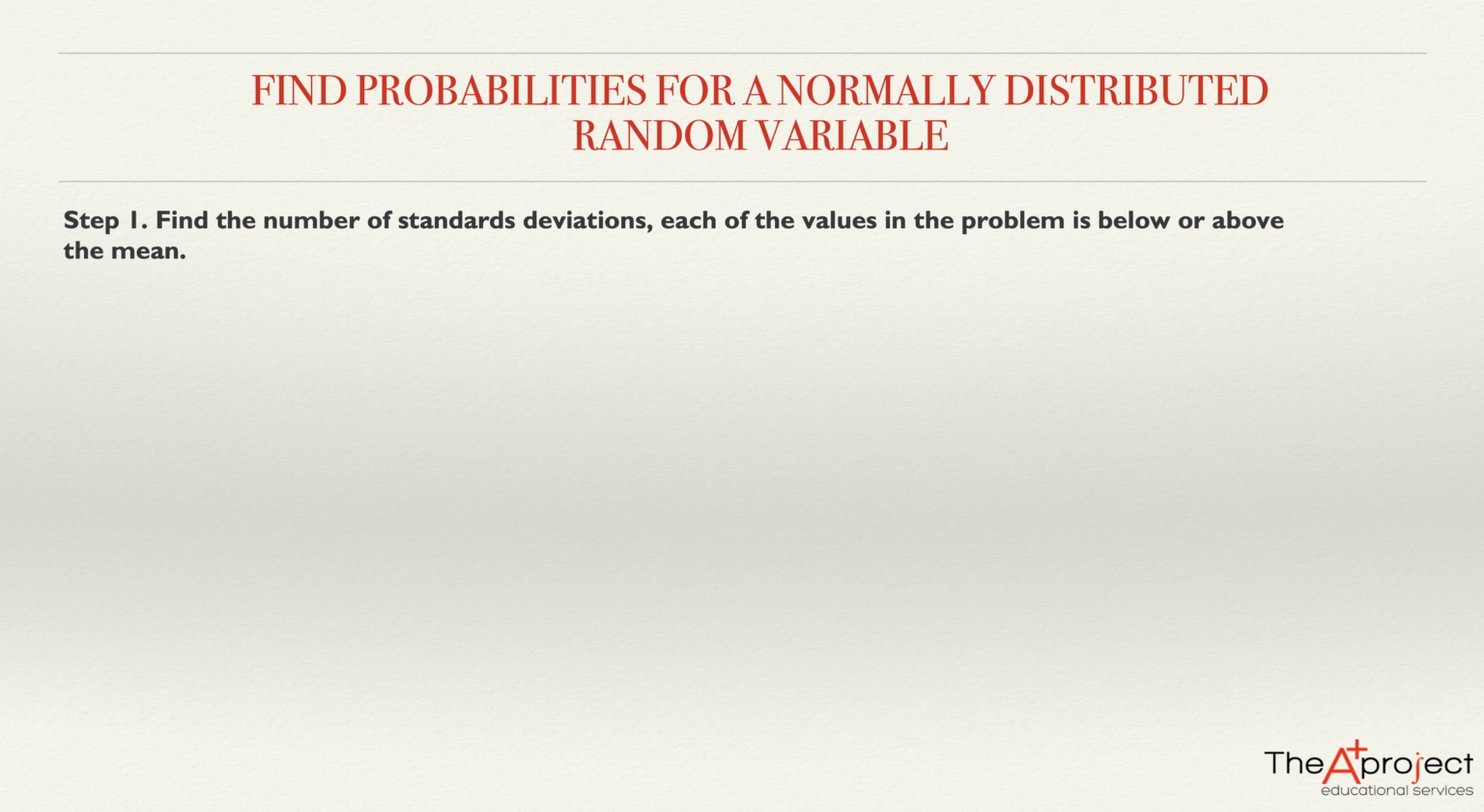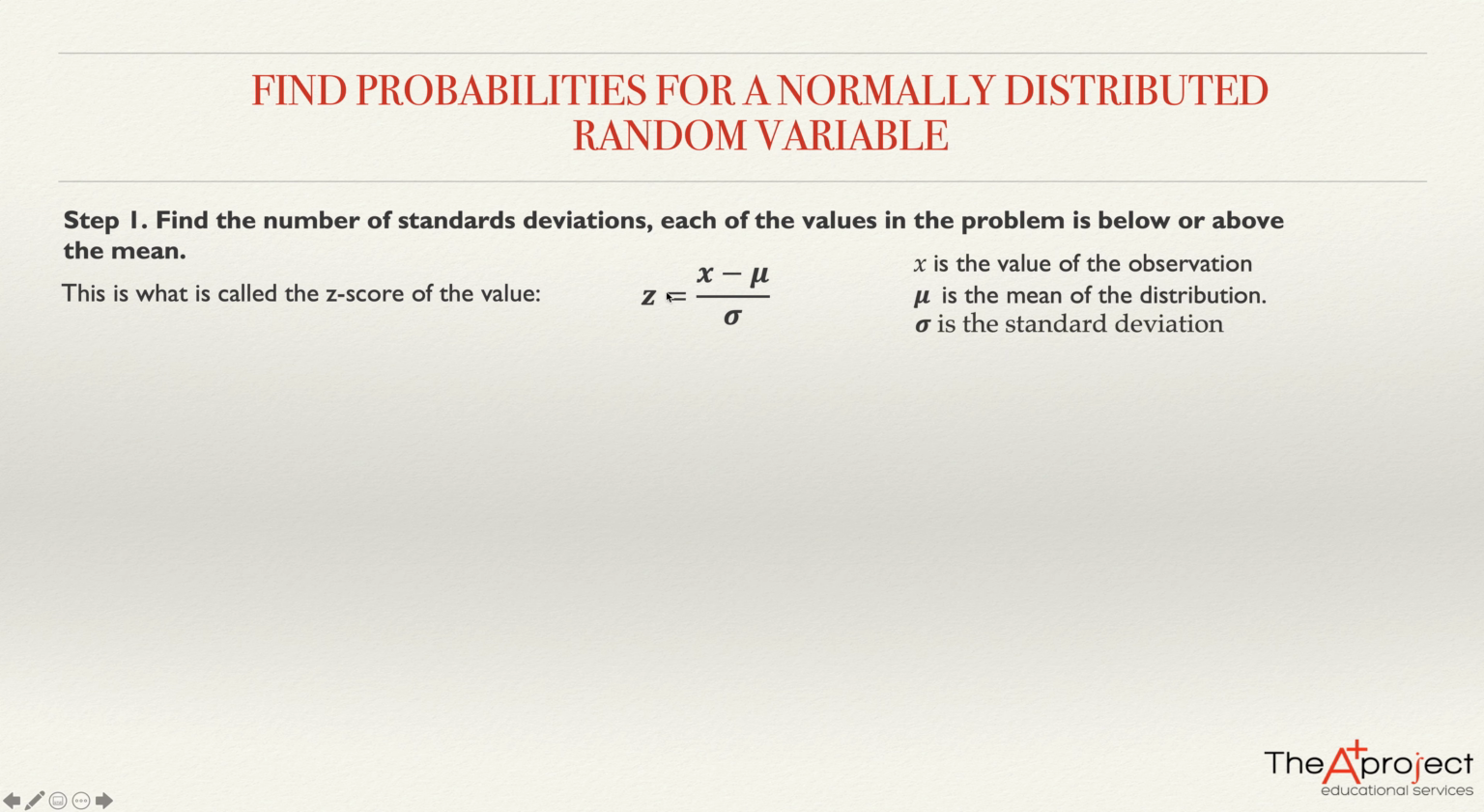The steps are the following. First, find the number of standard deviations each of the values in the problem is below or above the mean. So you are going to find the z-score, using the formula z equals x minus mu divided by sigma. x is the value of the observation, mu is the mean, and sigma is the standard deviation. So to find the z-score of a value, you put the value here, subtract the mean, and divide by the standard deviation.